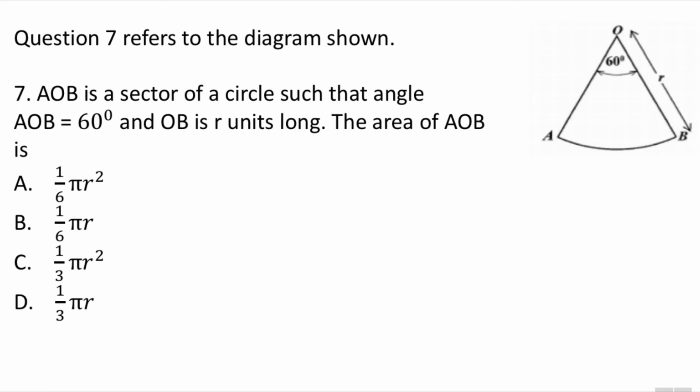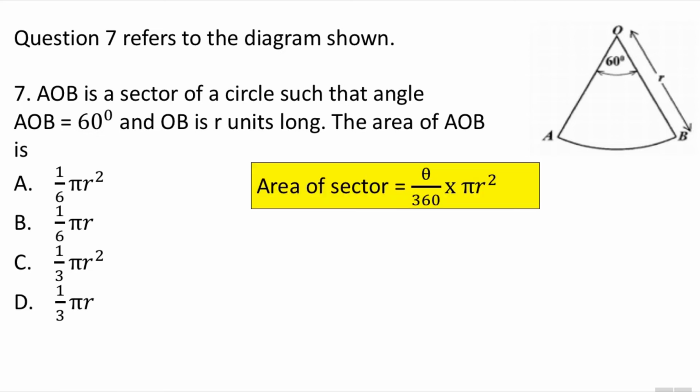So let's go. In order to calculate the area of a sector, we need to know that area of a sector is equal to theta over 360 degrees times pi r square. You should be able to recognize the pi r square because that's how you calculate area of a circle. The theta over 360, guys, remember, it's a fraction of the circle. So that's the reason why we need that section on the formula.